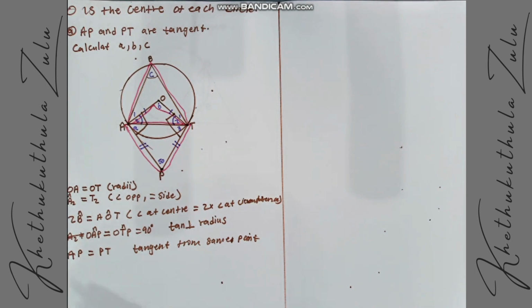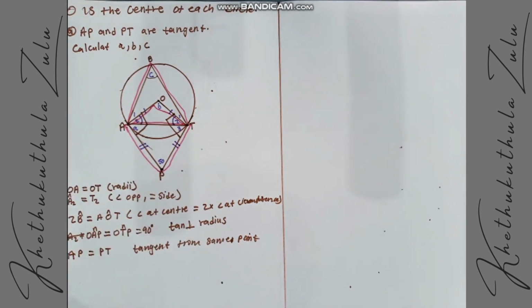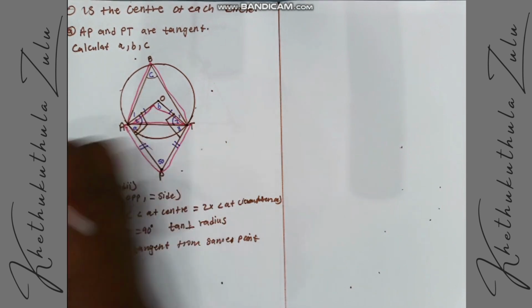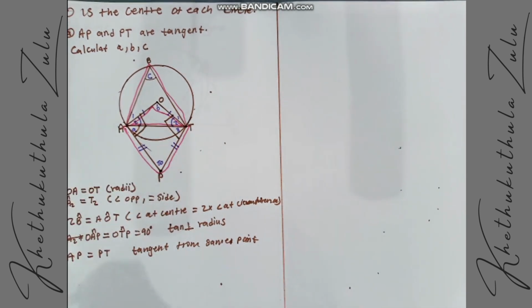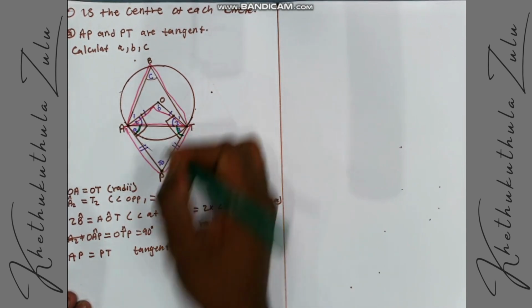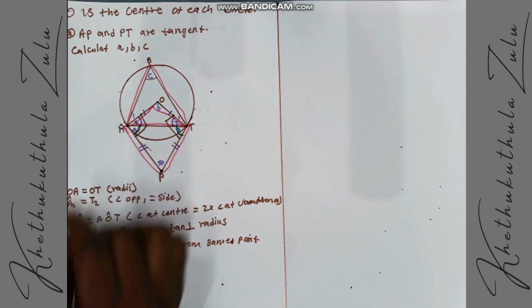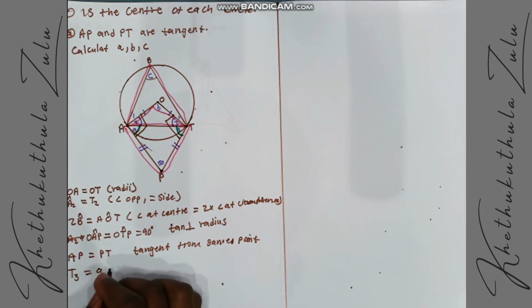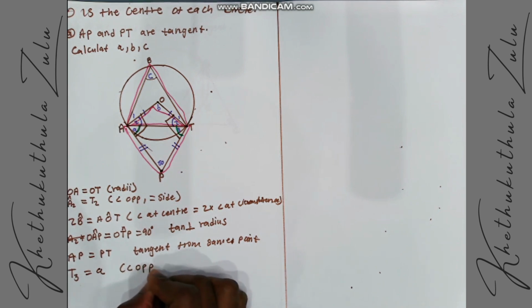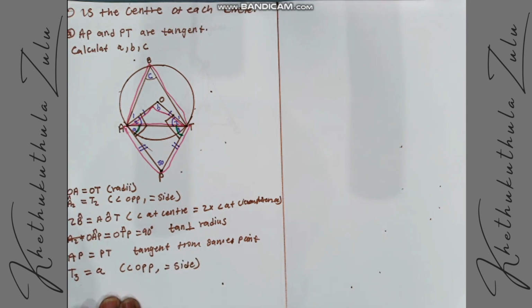Now if they are forming the triangle, this angle here is going to be equal to this angle here. I hope you see that one. So T3 is going to be equal to this A here. Why? Because opposite angle is equal to opposite side, which is an isosceles triangle.